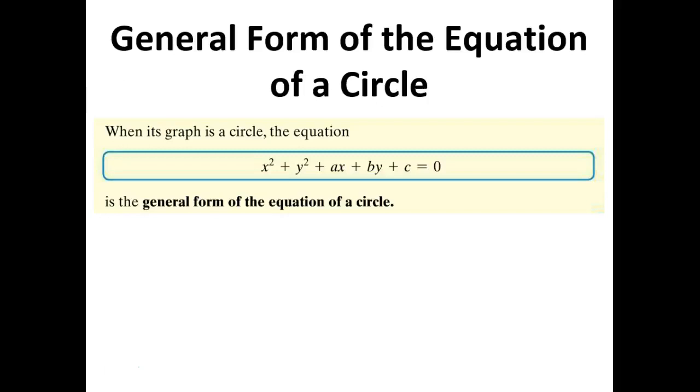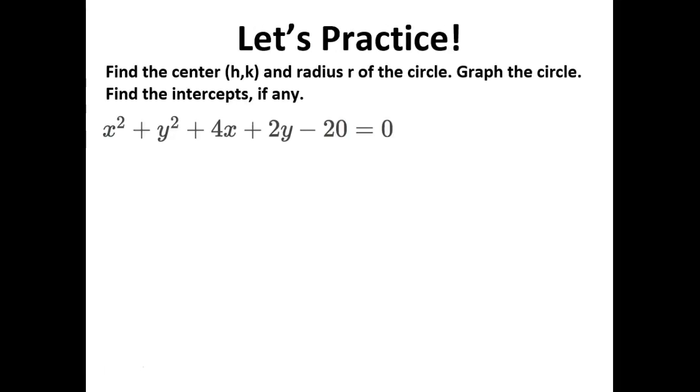The general form of the equation of a circle, I kind of alluded to before, is where you multiply everything out and then set it equal to 0. So if we see this equation here, this equation is in general form. But this form, where it's all multiplied out and set equal to 0, really isn't that helpful for finding the center and the radius. We would want to get it into standard form first.